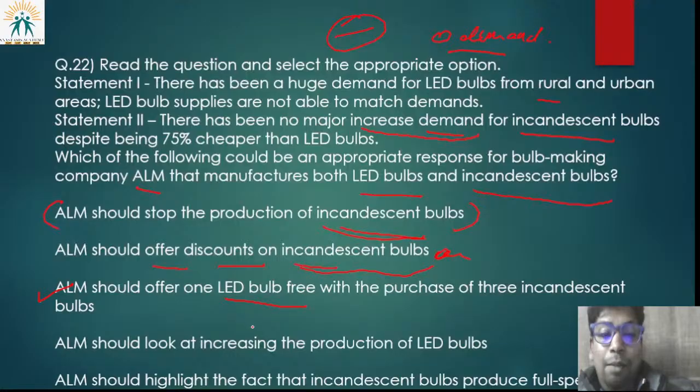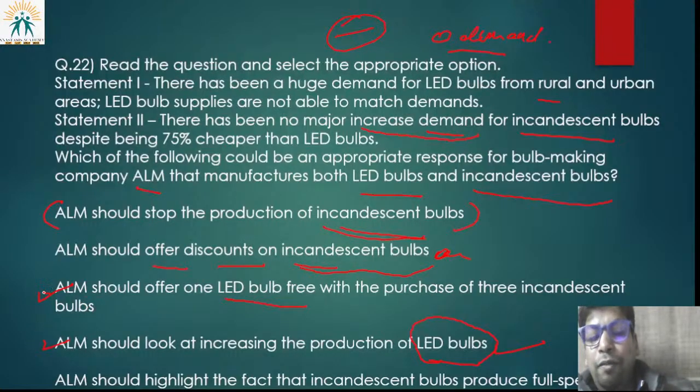Now, ALM should look at increasing the production of LED bulbs. How will that help? LED bulbs, yes, it is definitely correct, because there is an increased demand. But the problem is that supplies are unable to match the demands, and therefore it's a good solution. I will keep it in the loop for now. This is a tricky one. ALM should highlight the fact that incandescent bulbs produce full spectrum light, which is out of scope. The question is between C and D.